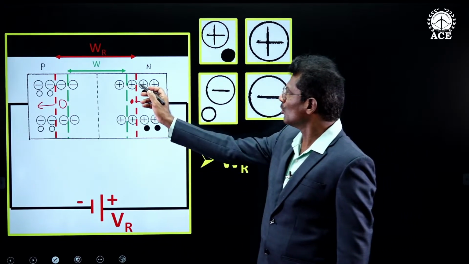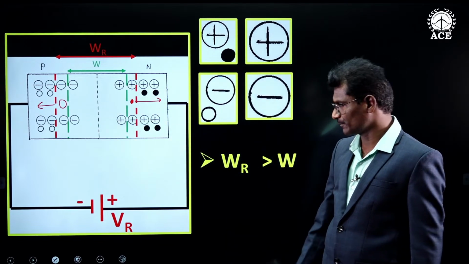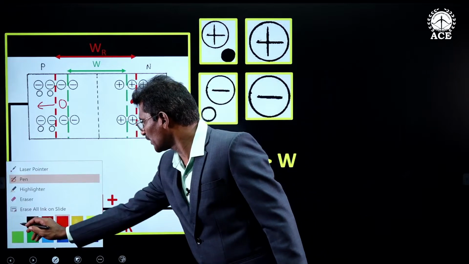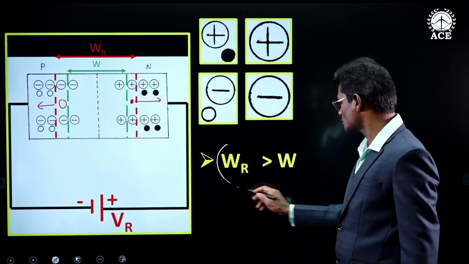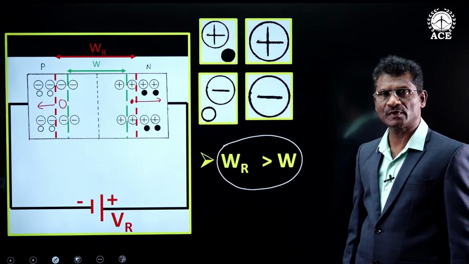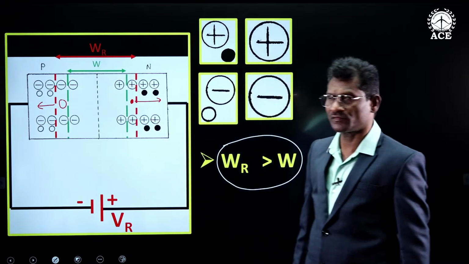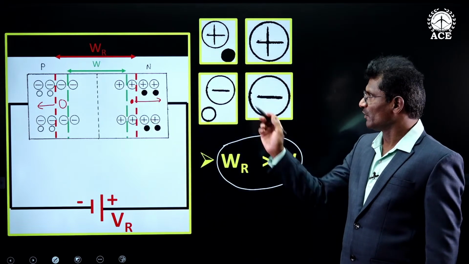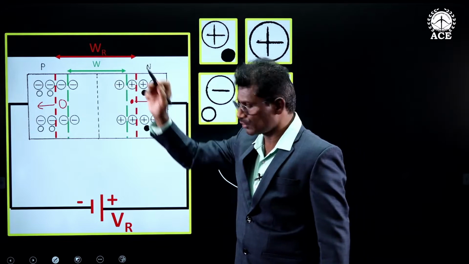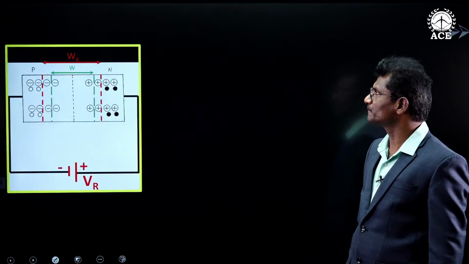And hence, more number of positive and negative ions will get created. And hence, width of depletion region increases in a reverse bias diode compared to open circuit condition. WR is width of depletion region in reverse bias case. W is width of depletion region in open circuit condition.